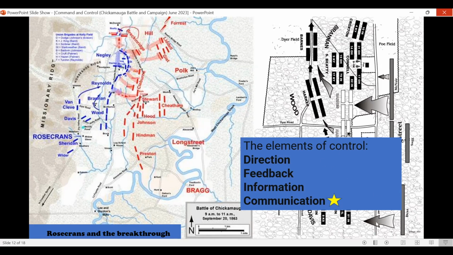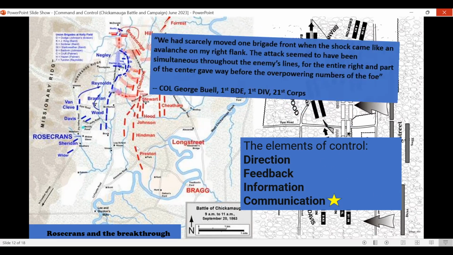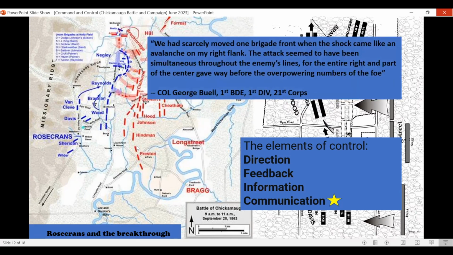One of the brigade commanders said this about the breakthrough, and I'll let you read that. Like an avalanche on my right flank, overpowering, simultaneous. Those adjectives right there certainly give a description of what the attack was.